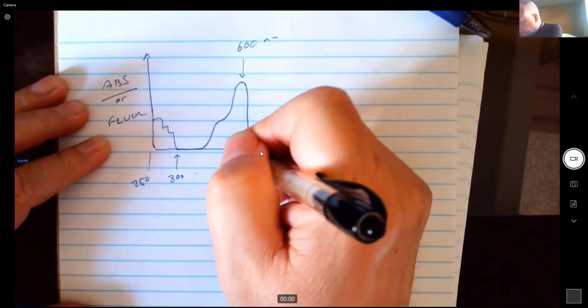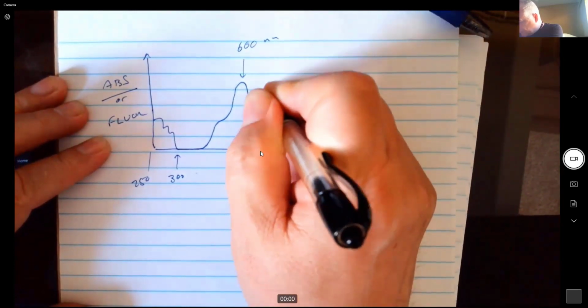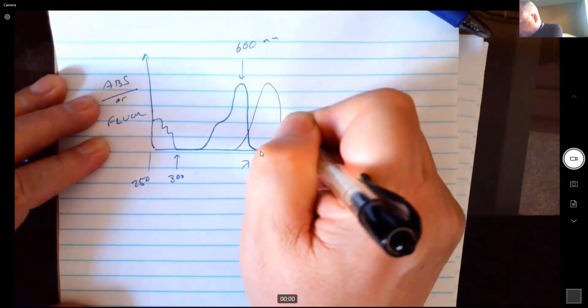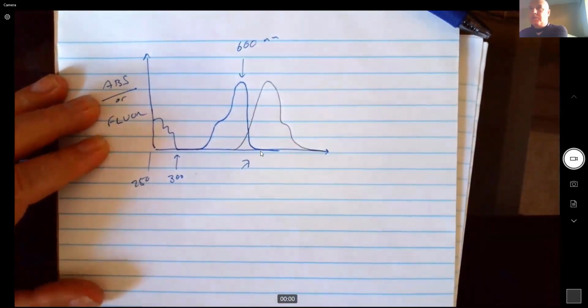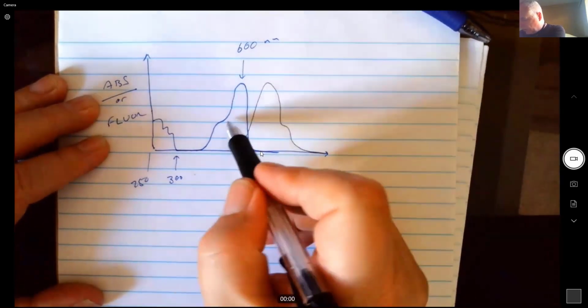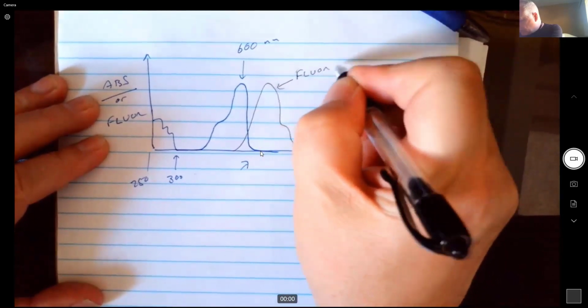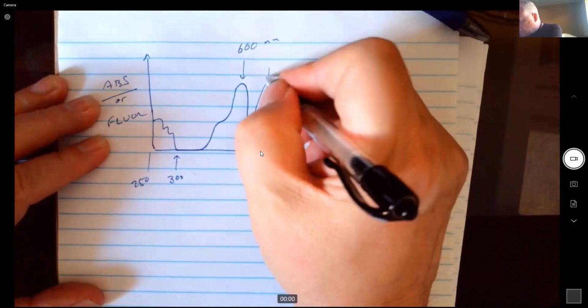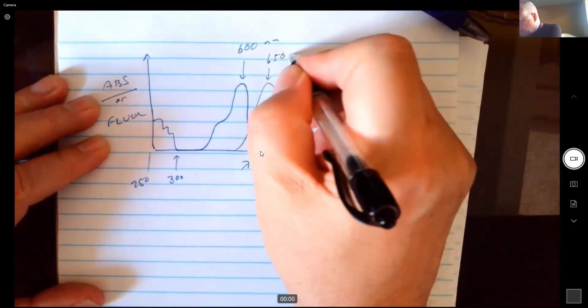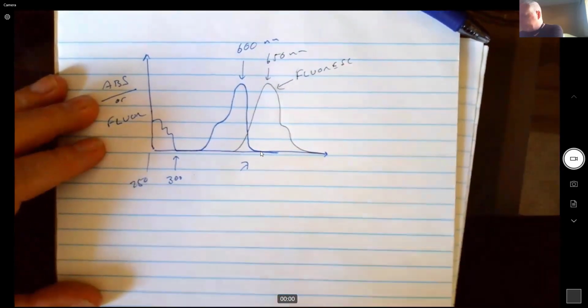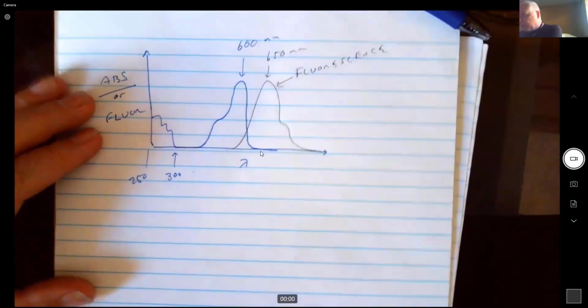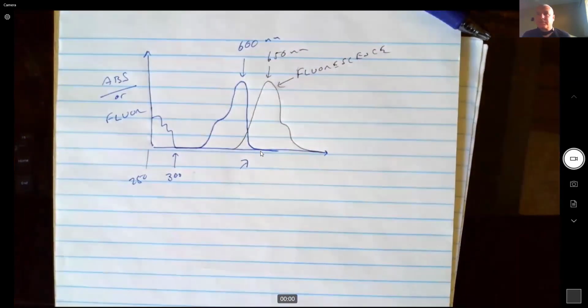And if you want to look at the fluorescence, what you'll see is that the fluorescence will have a similar profile, although mirrored into the higher energy range. And this is going to be fluorescence. And this might be 620, maybe 650 or something. I'm not sure exactly how much Stokes shifting you might expect there, right?